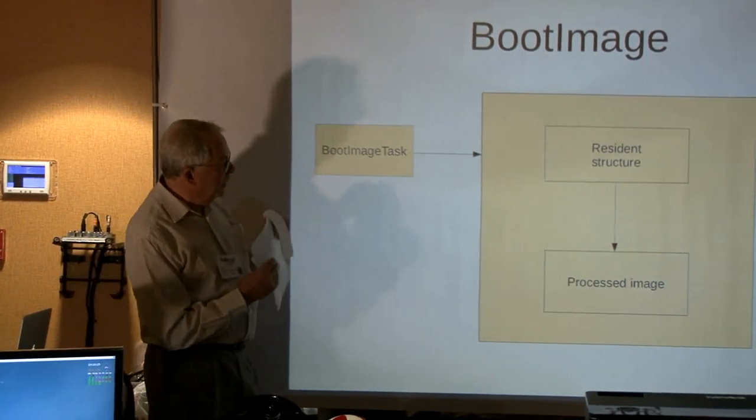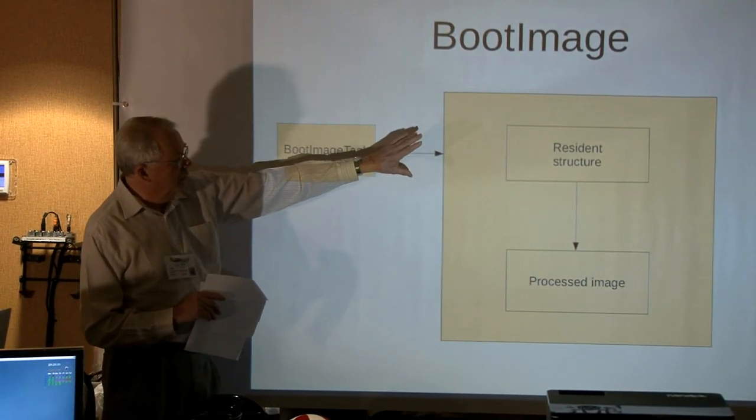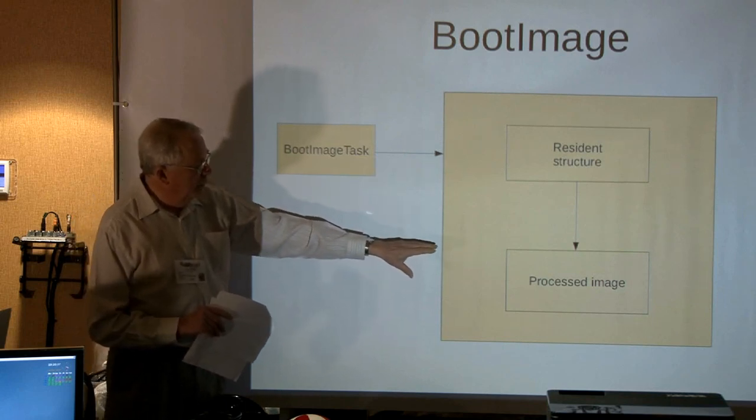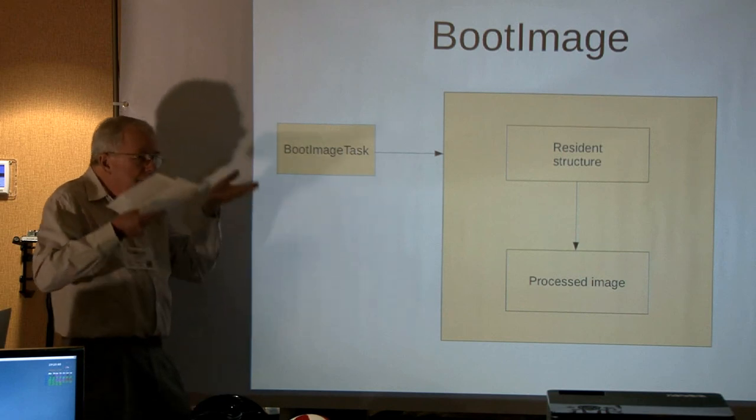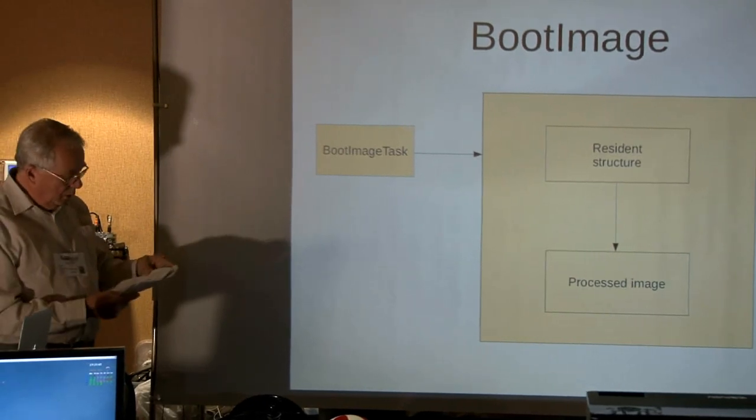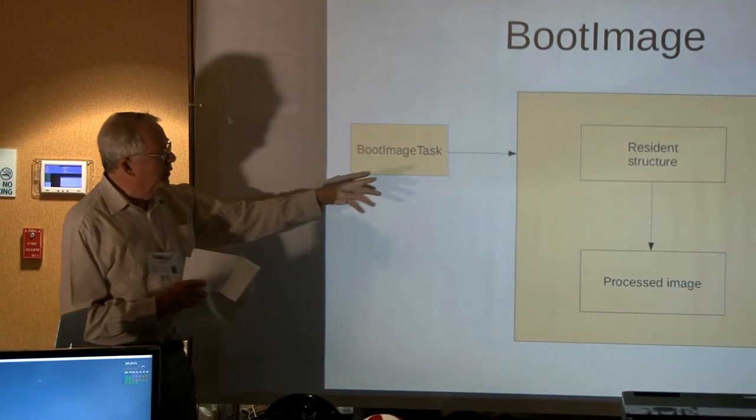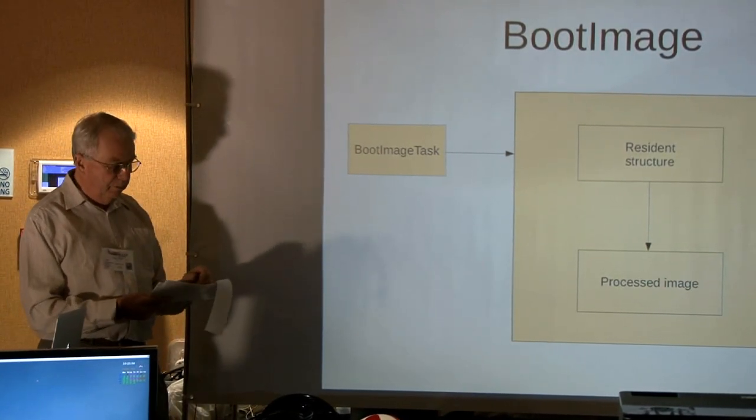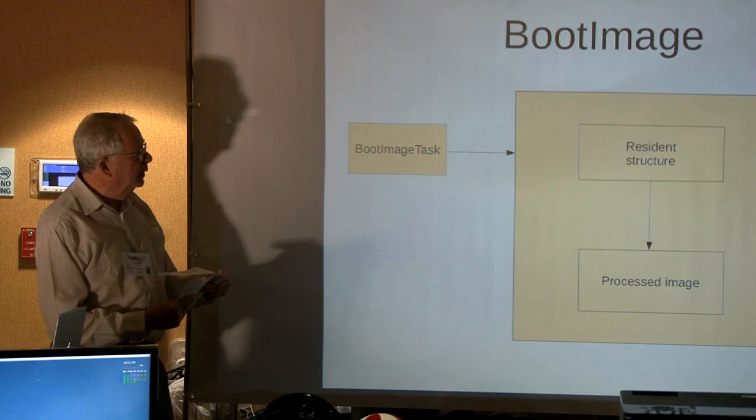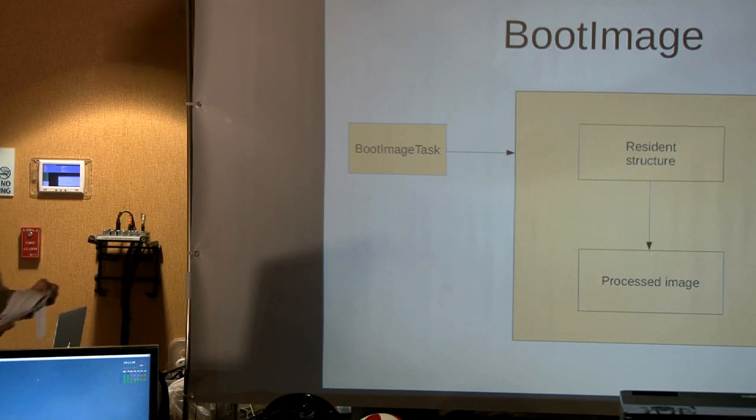So what the boot image task does is to establish the structure firstly for other places to find it. And it generates the image and fades it up, which you don't often see. It's quite quick. Having displayed the image, it sits and waits for a Control-C signal, which it gets from graphics to say, hey, you shut down, we want to display a proper Workbench screen. So it sits and waits for the Control-C and then it exits when it gets that signal from graphics.